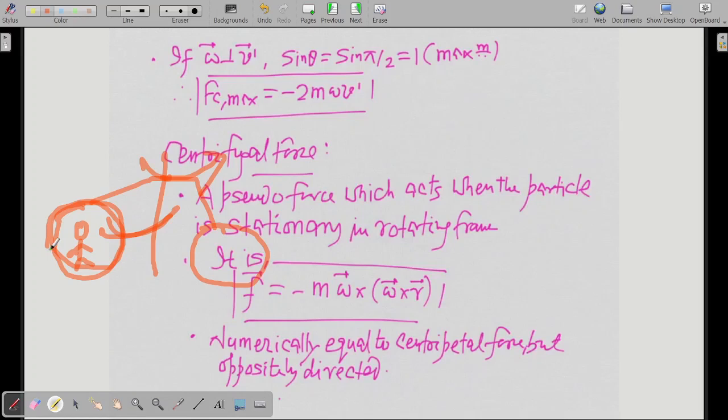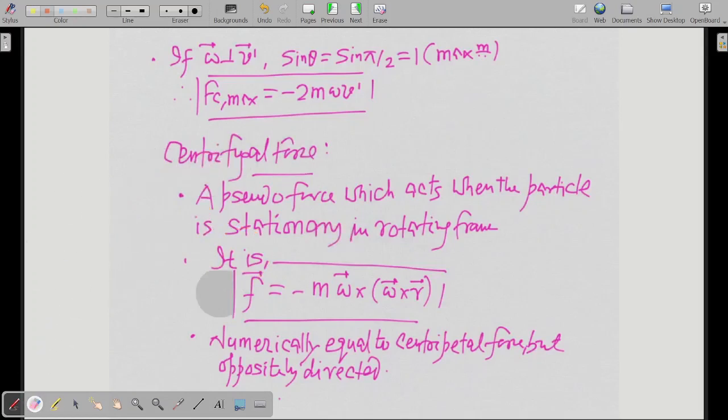You are sitting inside it. So with respect to this merry-go-round, you are stationary. So you will experience a pseudo force. So it is written that a pseudo force is a force which acts when a particle is stationary in a rotating frame.